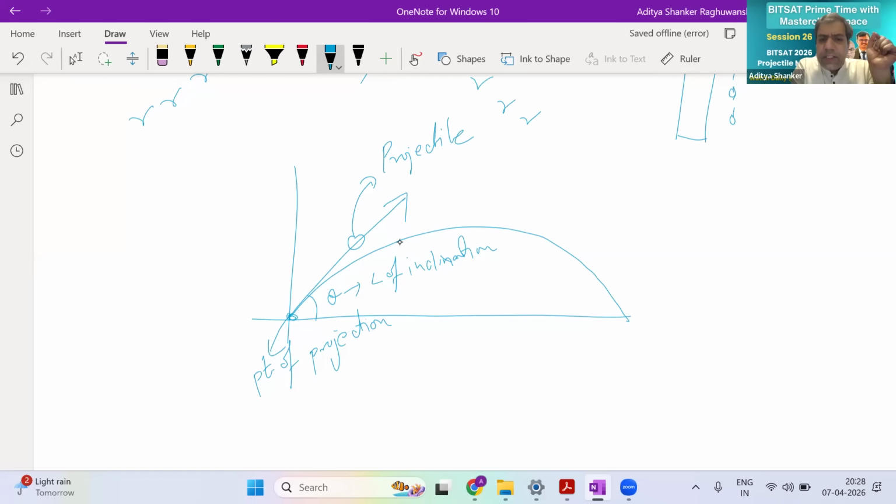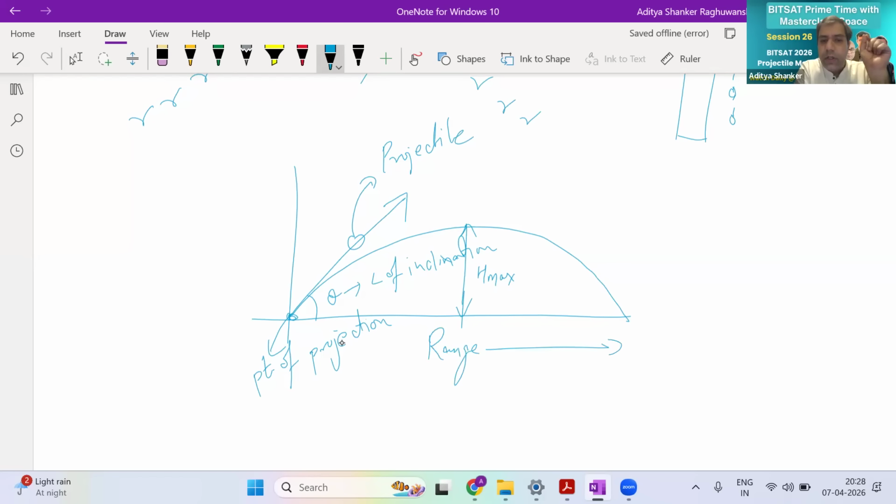This ball is going to achieve some maximum height. At one point, it's going to attain maximum height. That's called H max, height maximum. Right, my dear friends? The horizontal distance it is going to travel is called the range, the horizontal range.